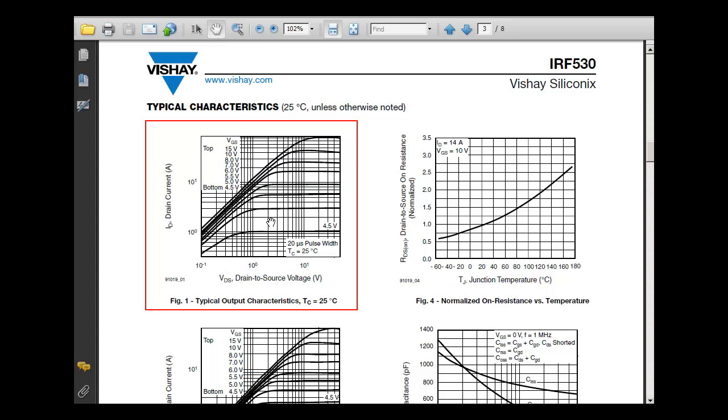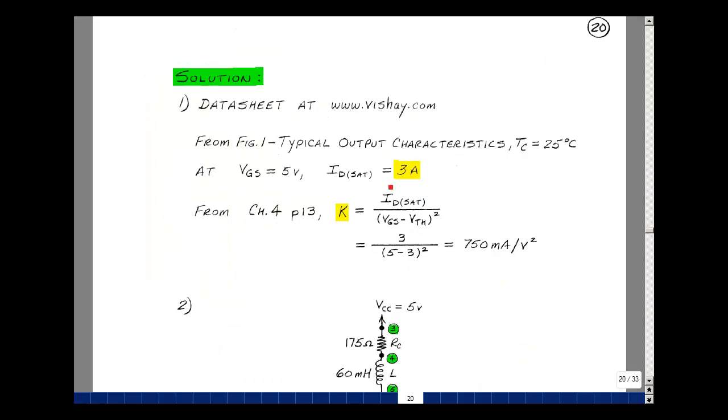We're in current saturation here with a gate source of 5 volts. That's right over here on this particular point. Here is 1 amp, and here's 2 amps, and here's 3 amps as you go all the way up to 10 amps. For a gate source voltage of 5 volts, the leveling value of this current occurs at 3 amps. Let's go back to our notes, and that's where I got this from.